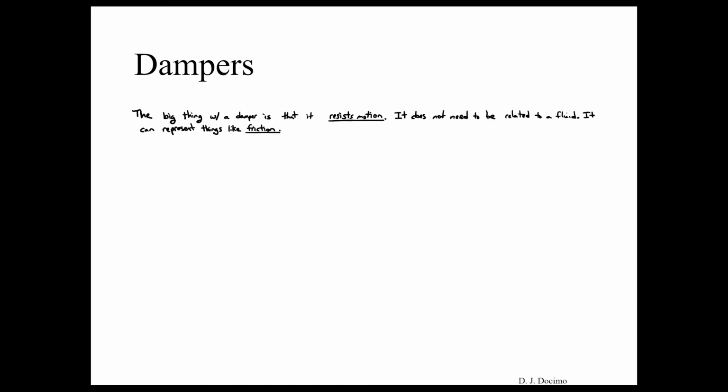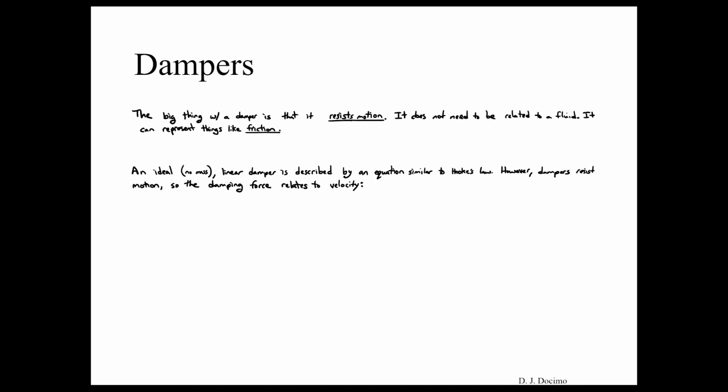It does not need to be related to a fluid. It can represent things like friction. An ideal, as in no mass, linear damper is described by an equation similar to Hooke's law. However, dampers resist motion, so damping force relates to velocity. So if we have our damping force, which is equal to our damping coefficient c times our relative velocity v, that is our damper's damping force equation.